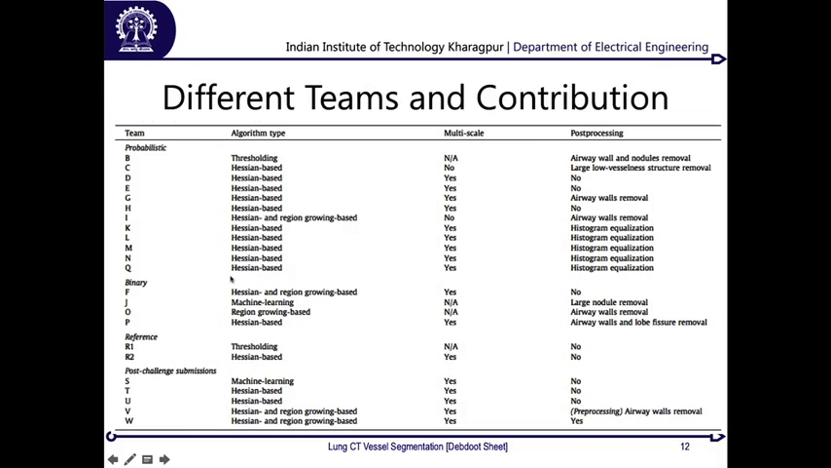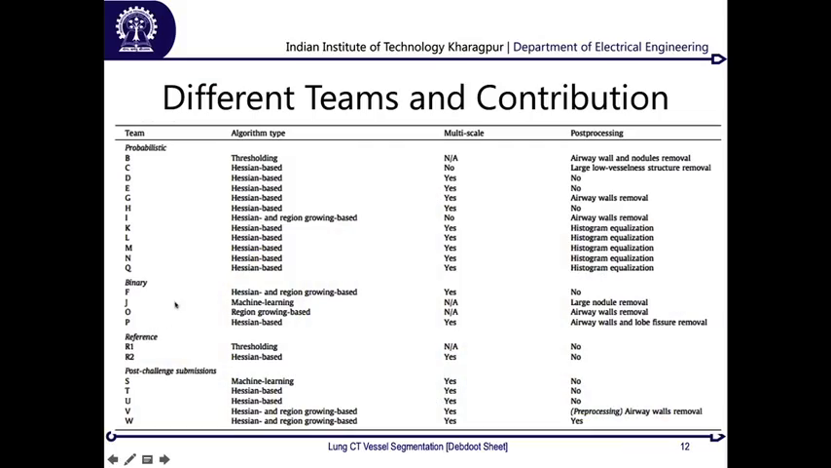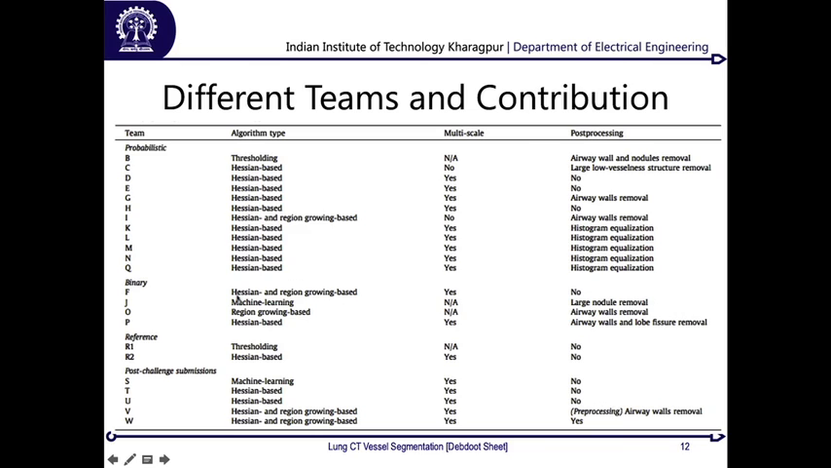Then there were approaches which were binary. All of the others were giving a soft valued classification, so a probability of a voxel being associated with a vessel or not. There were other methods which did a hard classification: either that voxel is a vessel or not. Over there, some approaches were using Hessian with a region growing approach. There were obviously machine learning based techniques which use support vector machines. Then there were region growing and purely Hessian based techniques.